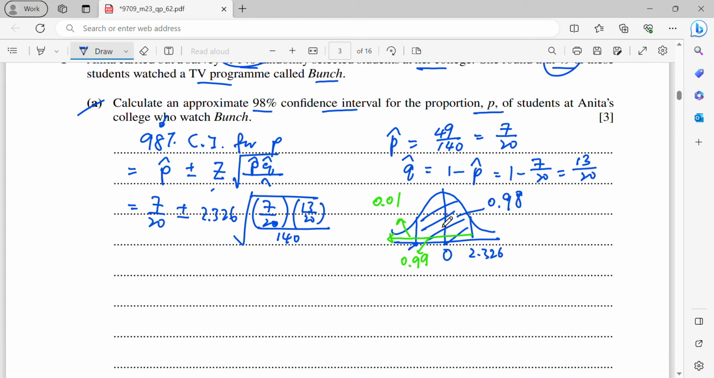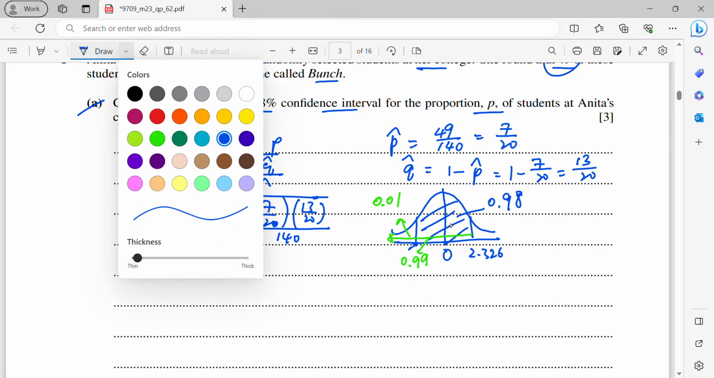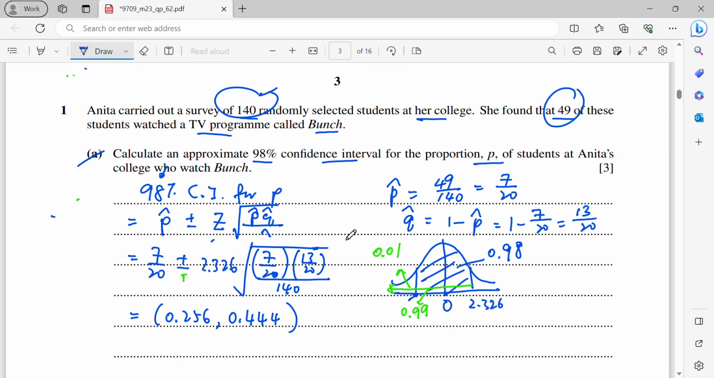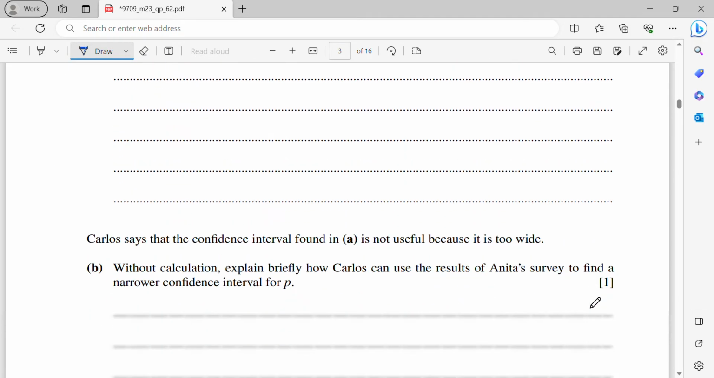Okay, so this confidence interval has lower and upper limit. So the lower limit is counted using the minus sign. When you count the value, it should be 0.256 correct to 3 significant figures. And when it is plus, to get the upper limit, then you will get 0.444. Okay, so now we are constructing the interval for proportion. Therefore, the answer must be between 0 and 1. Okay, so I have done question 1A. So let's move on to question 1B.